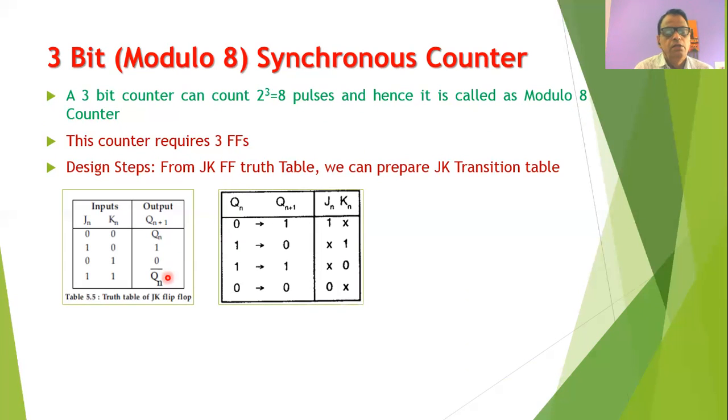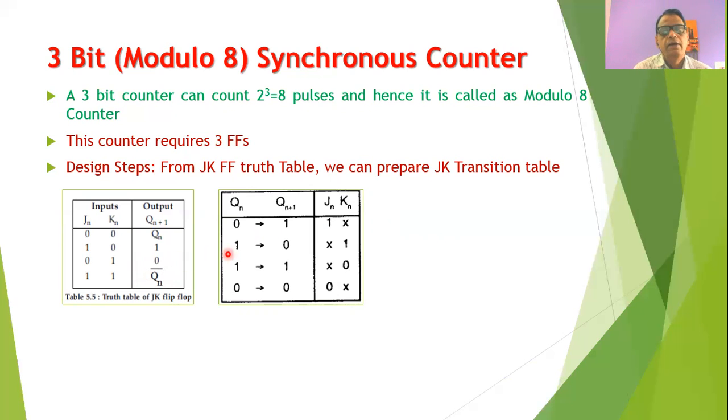Now, from this truth table, we can prepare the transition table. The transition table will tell us how the transition takes place: what the initial state is, what the next state is, and what the values of the J and K inputs should be. Whenever there is a transition of 0 to 1, one can easily observe that we can use the second row and the fourth row from this truth table. Therefore we can write J equal to 1 and K equal to X, because in both cases the value of J is 1 and K can be either 0 or 1.